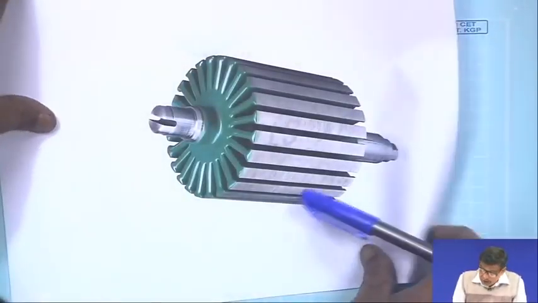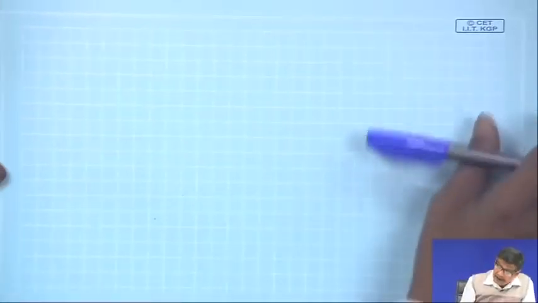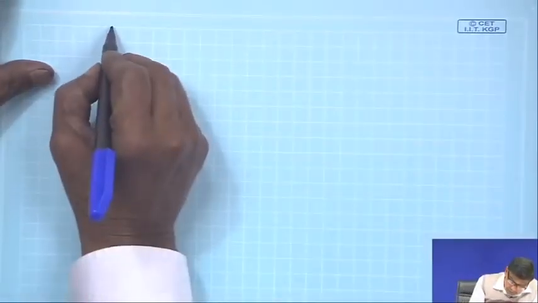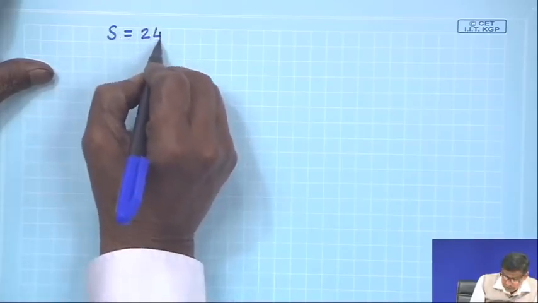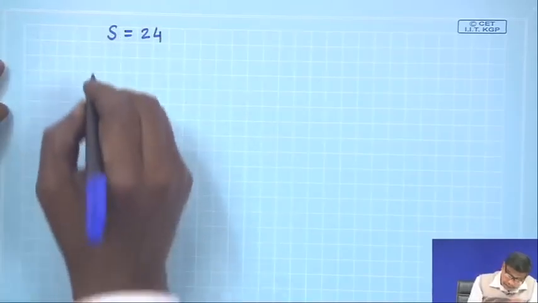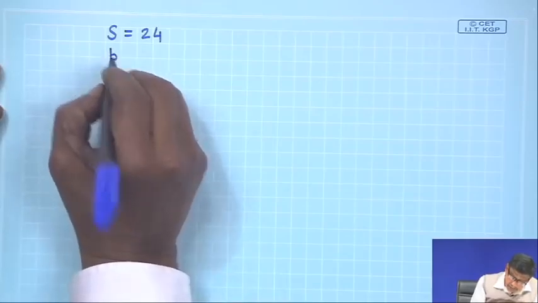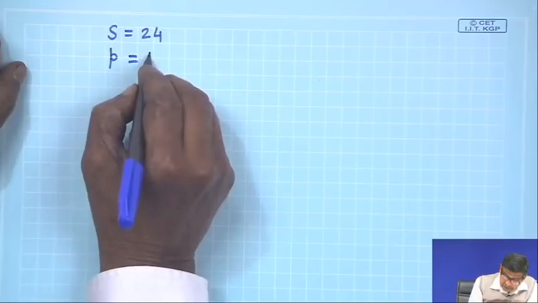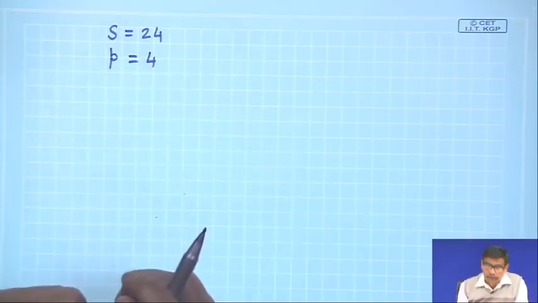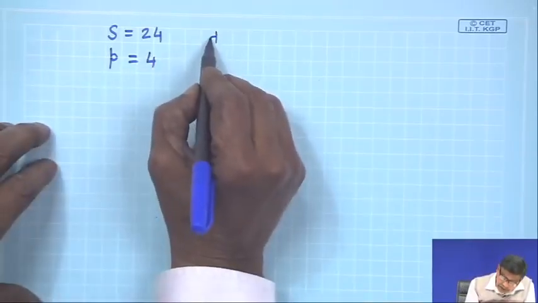Okay. Achha, now, let us take another example. Suppose I say that I have total number of slots 24 and P, number of poles of the machine, is 4 pole machine I want to do, and I want to do double layer winding.